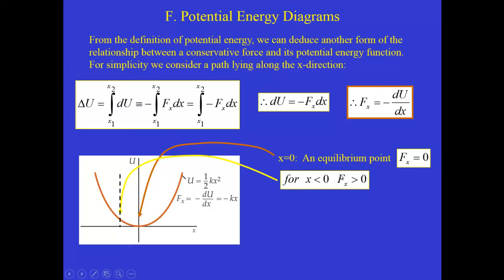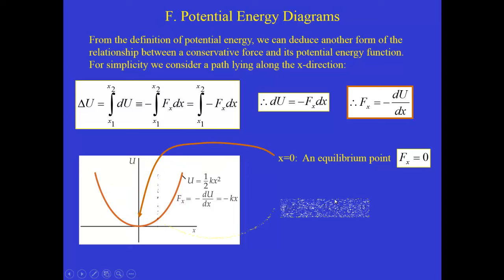Now let's consider, what if the object connected to this spring moves a little bit in the negative x direction. So the spring is being compressed. What does that mean? Well, at that point, the slope of the potential energy function is negative, and minus a negative is a positive. So this means qualitatively that for negative values of x, the force is in the positive x direction. See? And then we can consider the same thing on the positive x side.